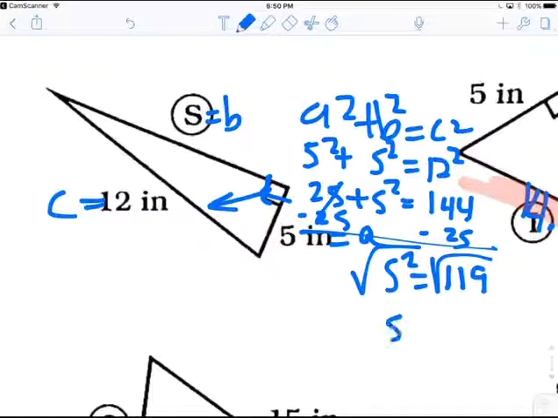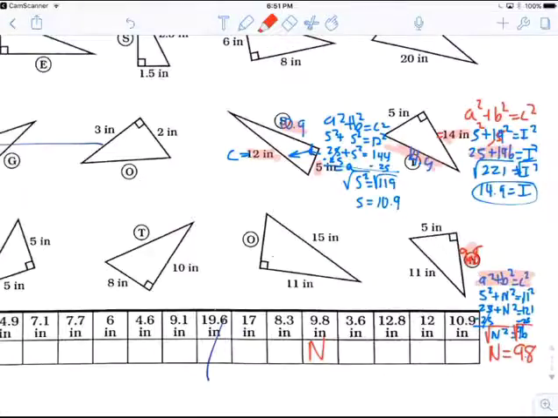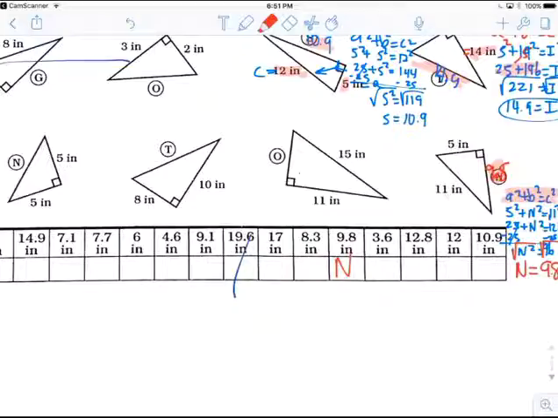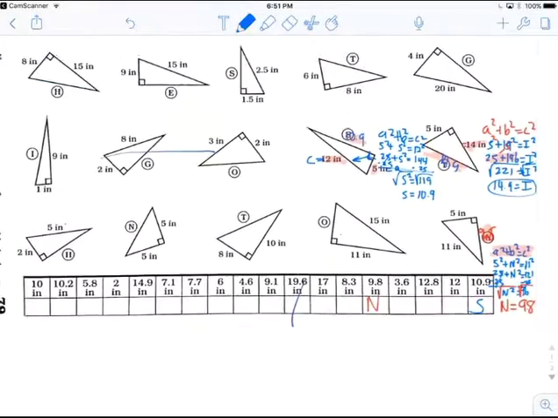So S is 10.9. So S here, the letter S, is 10.9. So this length is 12, the longest length is 12, 5, and 10.9. So S is 10.9. So you find S and put 10.9 and put the letter S. That's what you do. Okay?